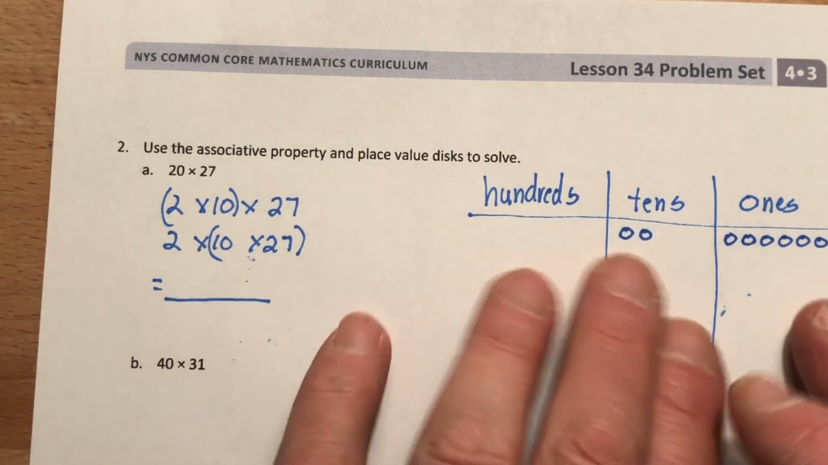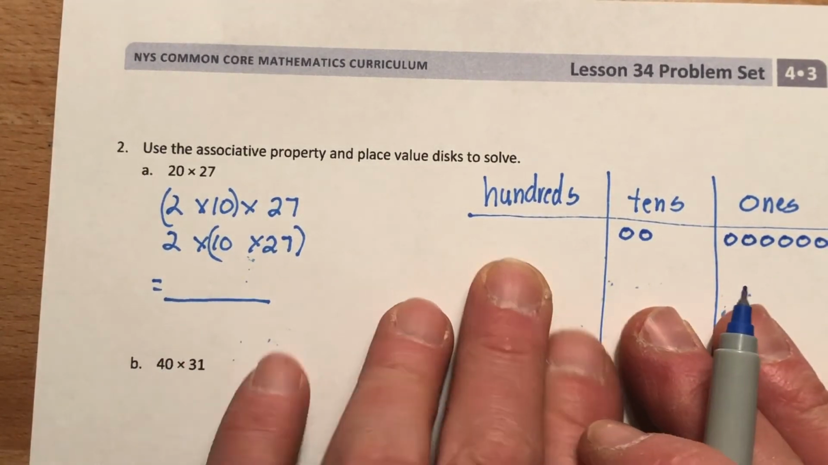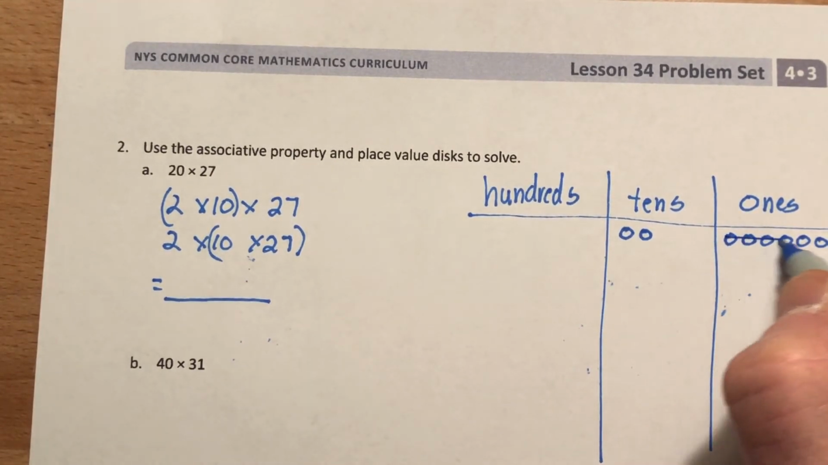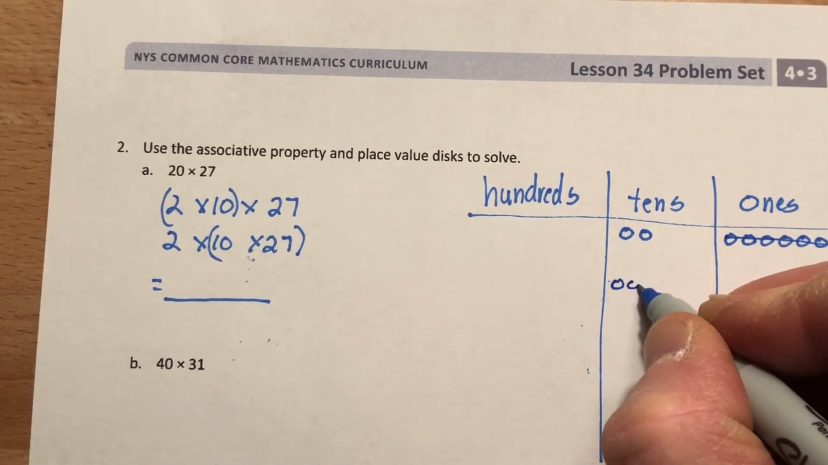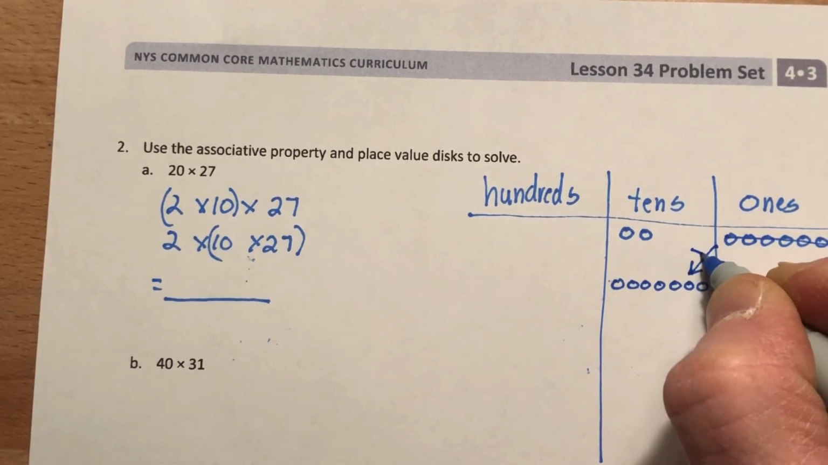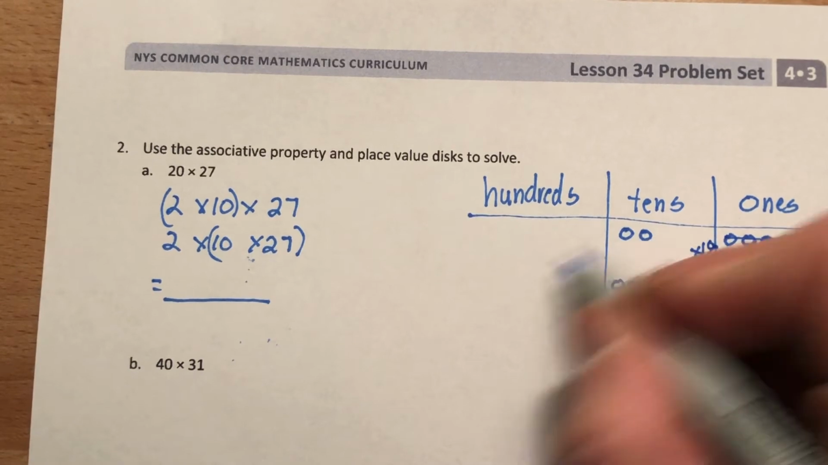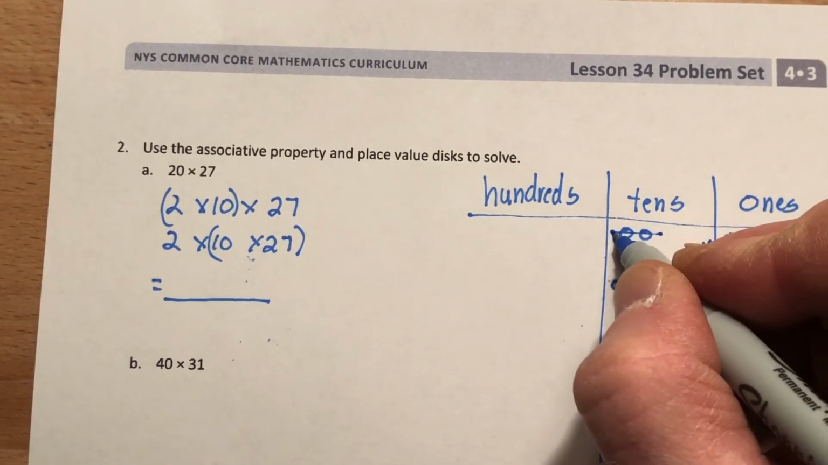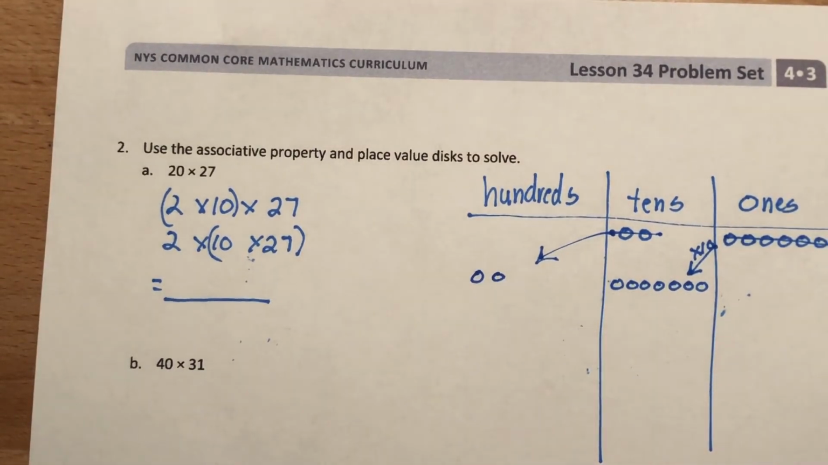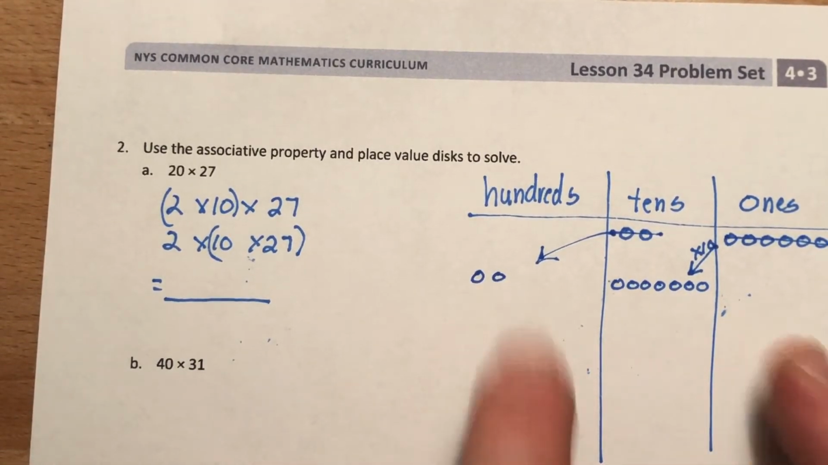All right, now let's multiply each of these by 10, so we bring them over. So all 7 of these are gonna come over here. So I'm gonna cross them out, and I'm gonna put them here. 1, 2, 3, 4, 5, 6, 7. That's times 10. These two 10s are gonna bring them over. Cross them out. 1, 2, good. So now I have 270.